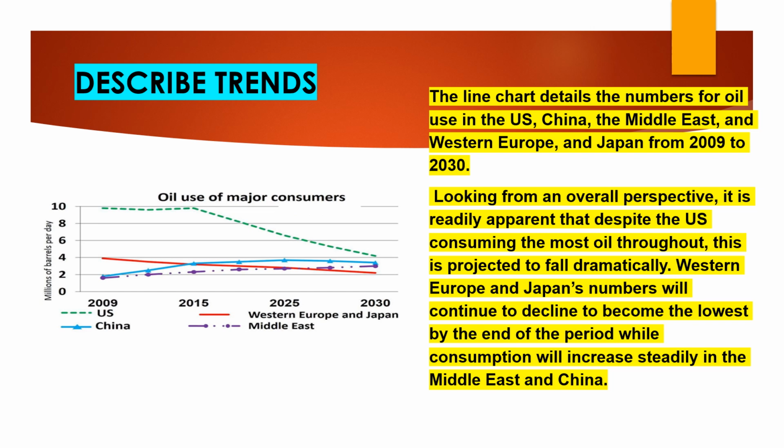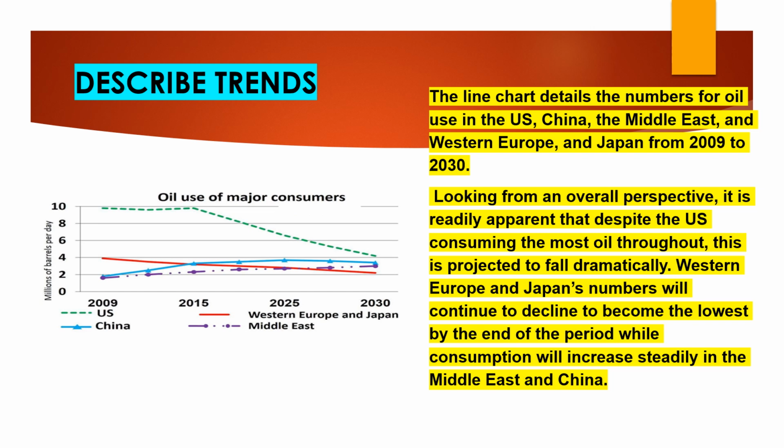Now here in the graph we can see oil use of major consumers. So on the x-axis we have the different countries, and in the y-axis we have millions of barrels per day. The line chart details the numbers for oil use in the US, China, the Middle East, and the Western Europe and Japan from 2009 to 2030.